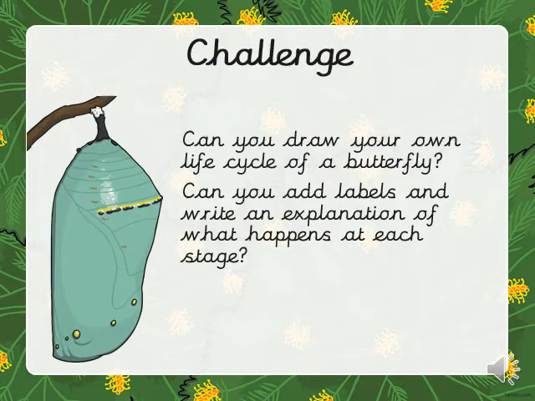So I'd like to challenge you today, reception. The challenge is to draw your own life cycle of a butterfly. Can you please add labels and write an explanation about what happens at each stage? When you've completed your work, I would like you to take a photo of it and add it to your portfolio on Class Dojo.